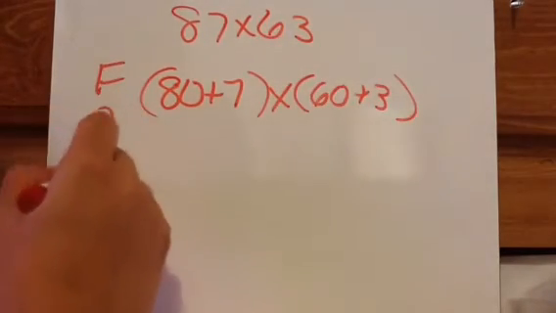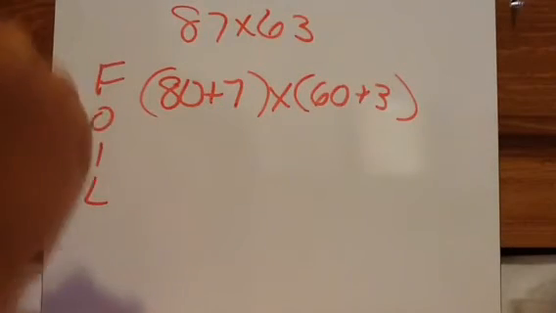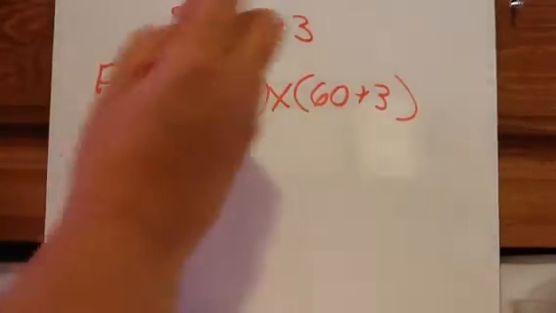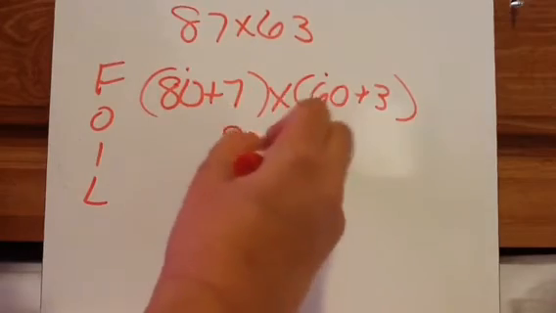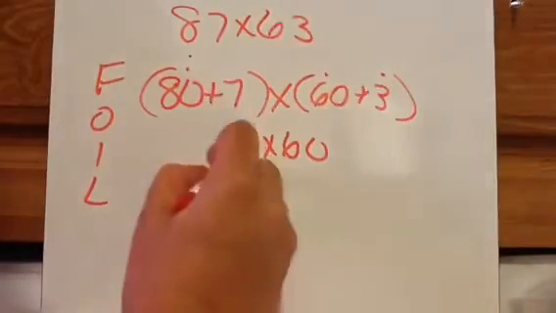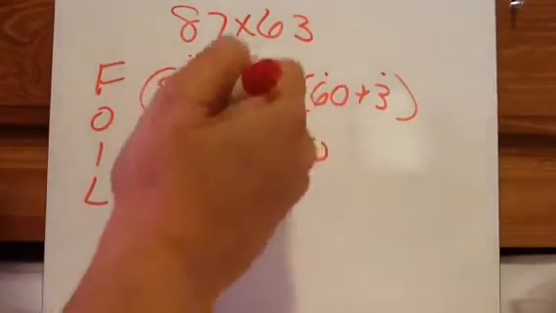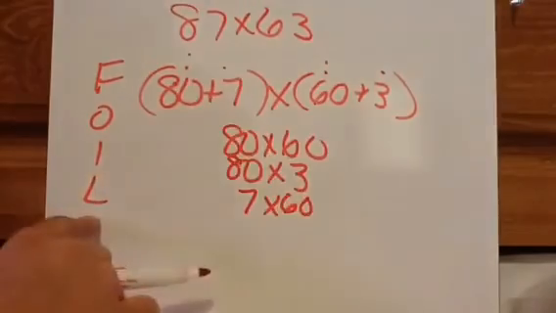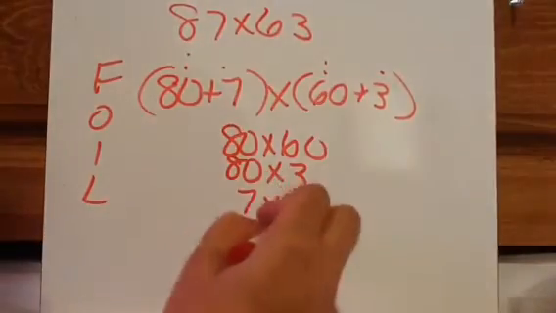Using the FOIL method, I would put dots each time you use a number. So in the end, if you see 2 dots above each number, you know you did it correctly. So first is 80 and 60 because they are the first in the parentheses. Outside is 80 and 3. Inside is 7 and 60. And last is 7 and 3 because they're the last in the parentheses.